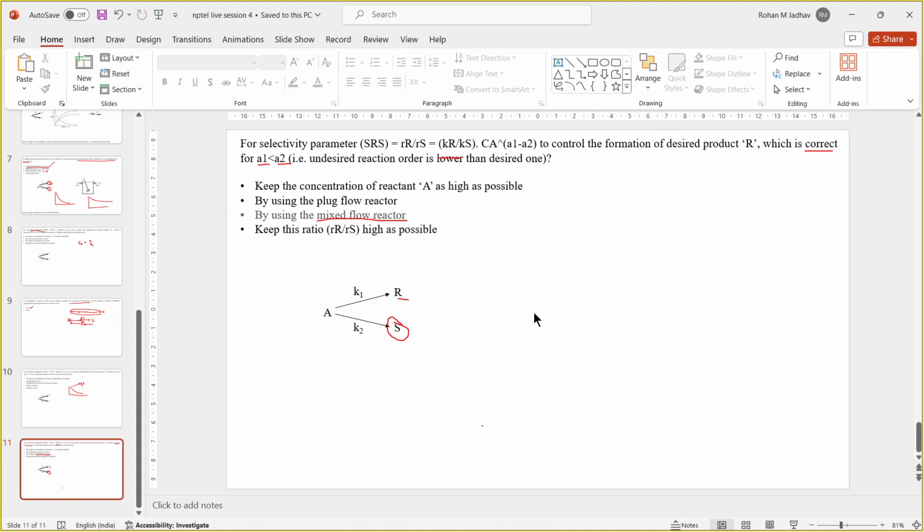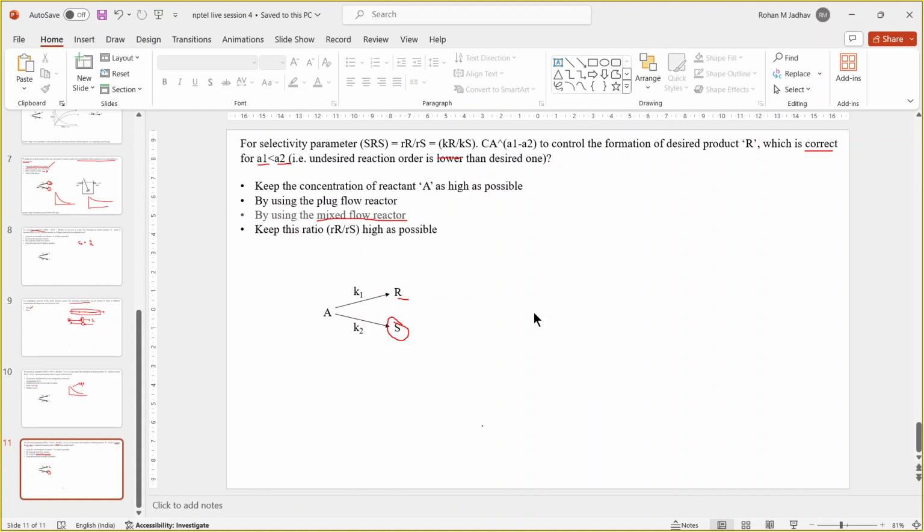So undesired reaction is higher means mixed flow reactor will help to curtail that undesired product. Is it right? No, it won't just help contain the undesired product, it will help us generate the desired product also. Why? Because PFR always has higher conversion, as you can see from the equation of the PFR itself. So the conversion is higher in PFR, and that's why PFR will always favor the reaction whose order is higher.